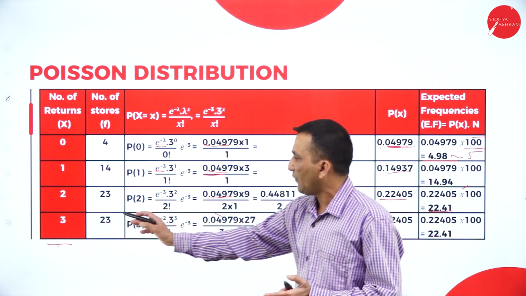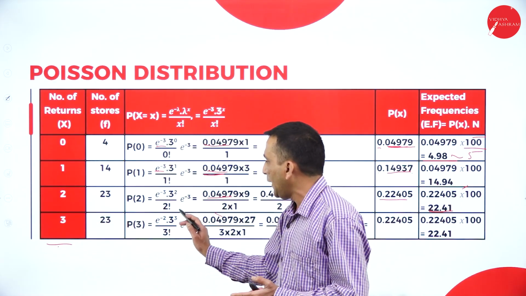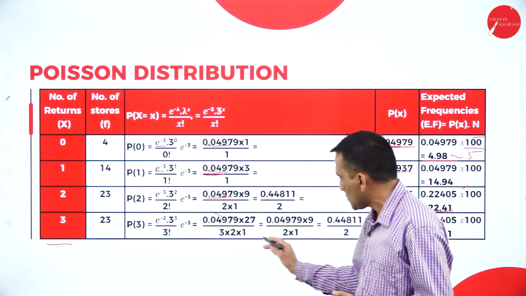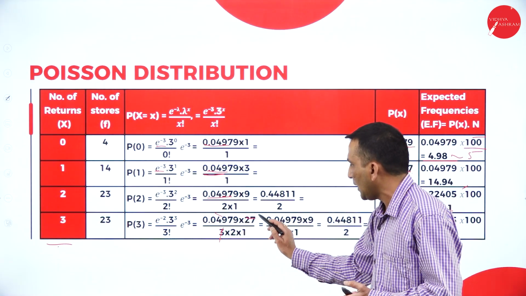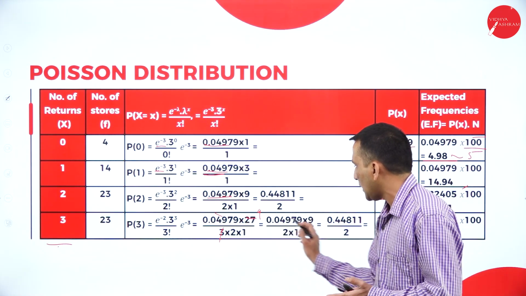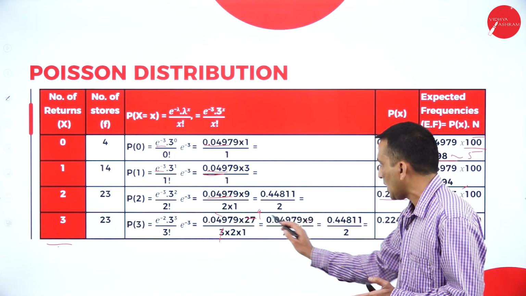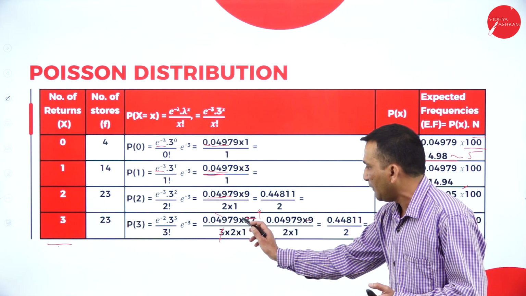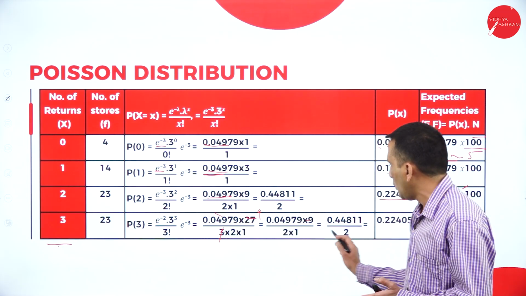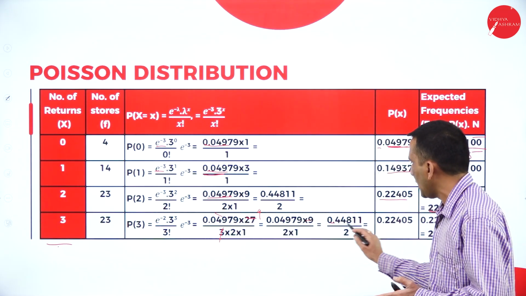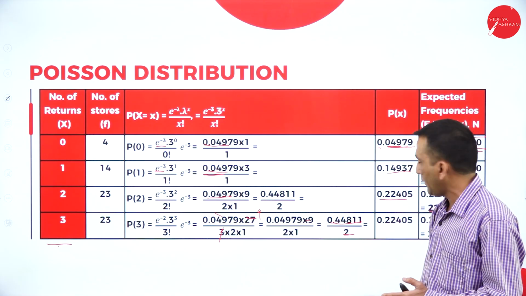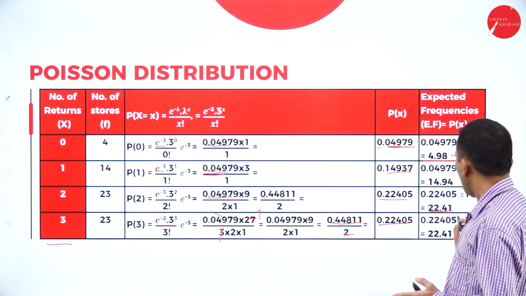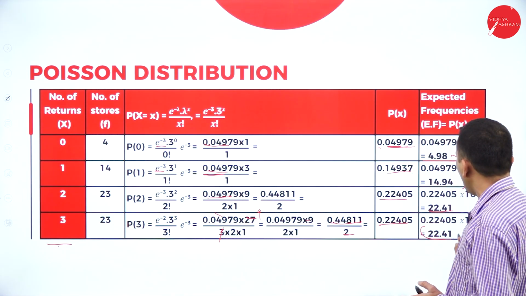The same procedure will be followed for 3. 3 into 3 times multiplied means 27. The 3 factorial we are extending like this. Directly, 3 ones are 3, 3 nines are 27. Here 9 is left, so we write it as it is, and 9 is divided by which is cancelled here, 3, because we have simplified. So 2 into 1, if you multiply together, we get this much divided by the denominator value. So the final answer is 0.22405. After multiplying with N, we are getting 22.41.